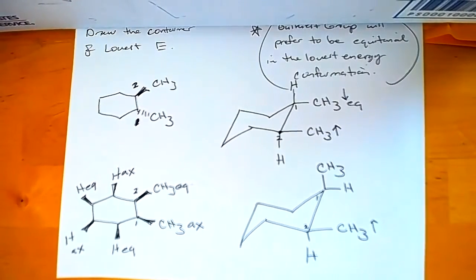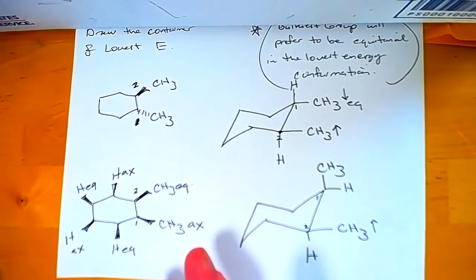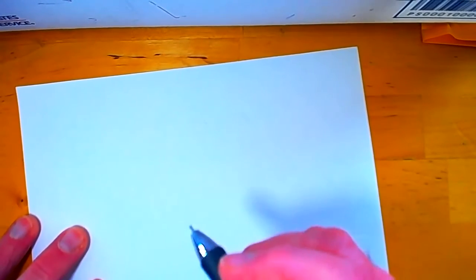So if you pay attention to the direction that the bulkiest group is pointing, you can then assign where all the other groups are going to be pointing without having to draw the chair structure. This is a real big time saver, especially on an exam, okay? So let's say that we want to draw the most stable conformer of the following molecule, okay?